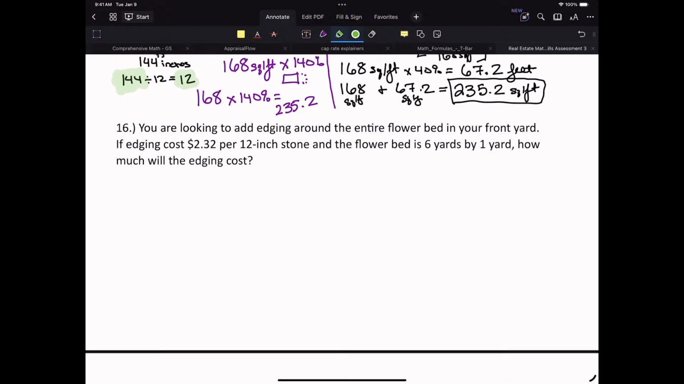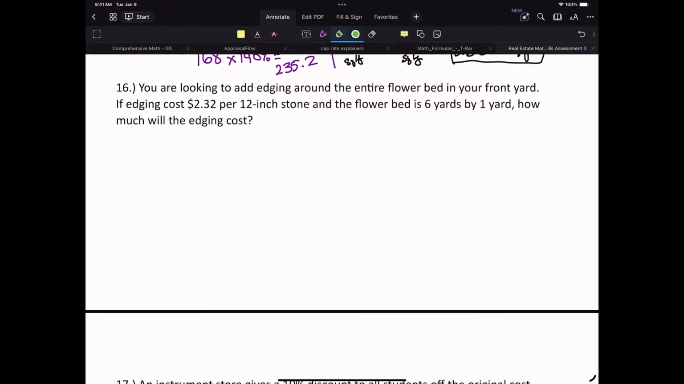So it says, you are looking to add edging around an entire flower bed in your front yard. If the edging costs $2.32 per 12-inch stone, and the flower bed is 6 yards by 1 yard, how much will the edging cost? Are you serious? Once again, this is one of those problems where I'd be like, ugh. I mean, I can do this, but you're making me think.